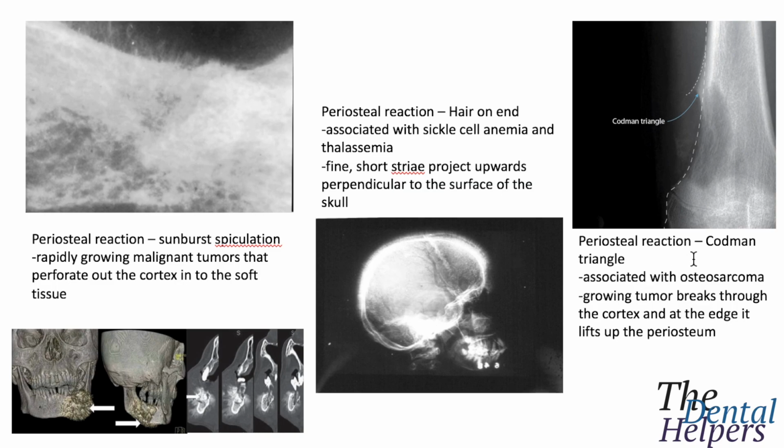And then lastly, you can have a Codman's triangle, which is another periosteal reaction. And this is going to be mainly associated with osteosarcoma. It's a growing tumor that breaks through the cortex at the edge. It's going to cause the periosteum to lift. So if we look at this right here, this is what Codman's triangle is, this triangle right there.